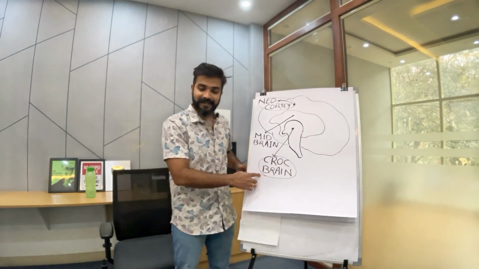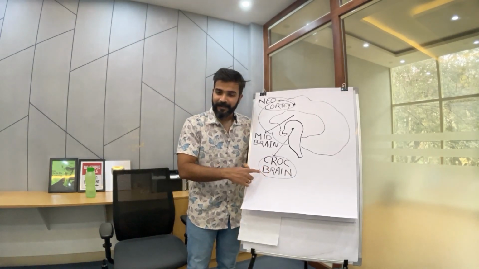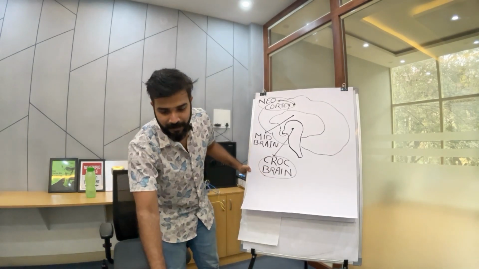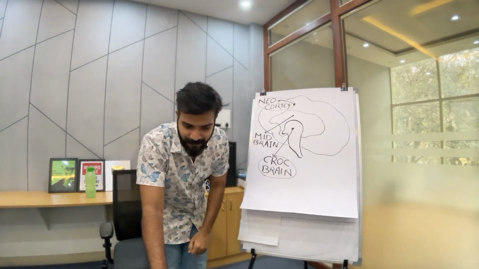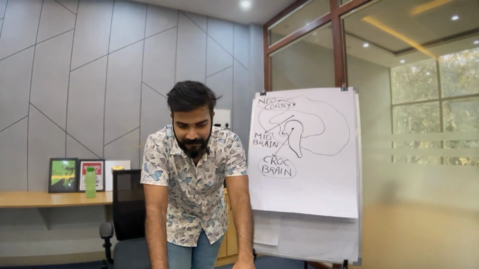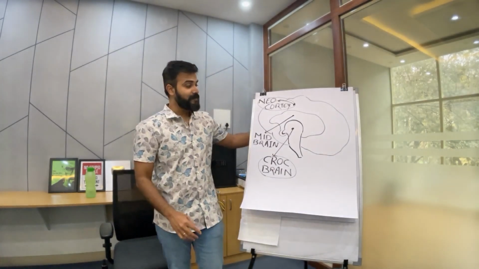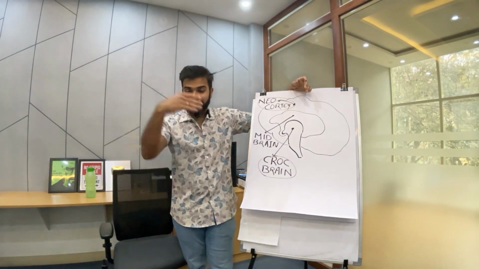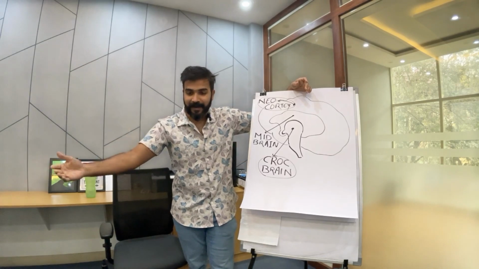And do you know who this guy opens up to? The croc brain only opens up to your friends, your families, and your relatives, so that this guy knows that those people, your friends, families, and relatives, are your well-wishers.